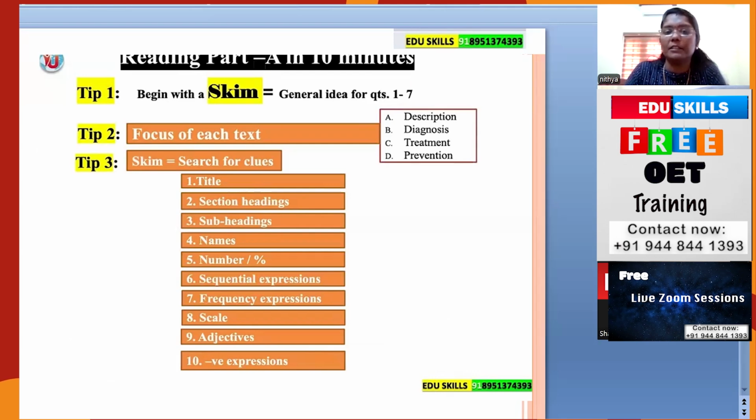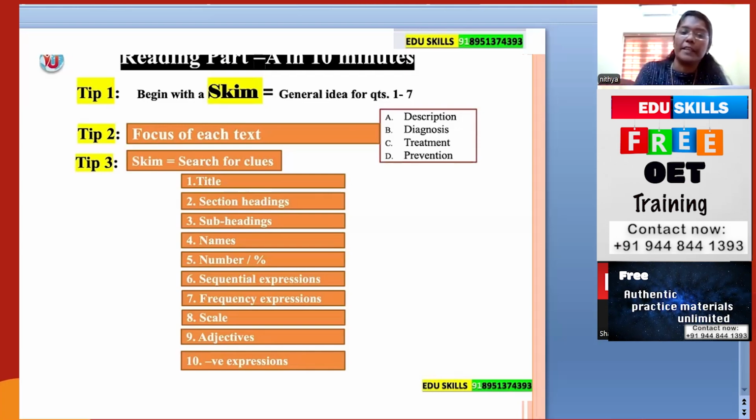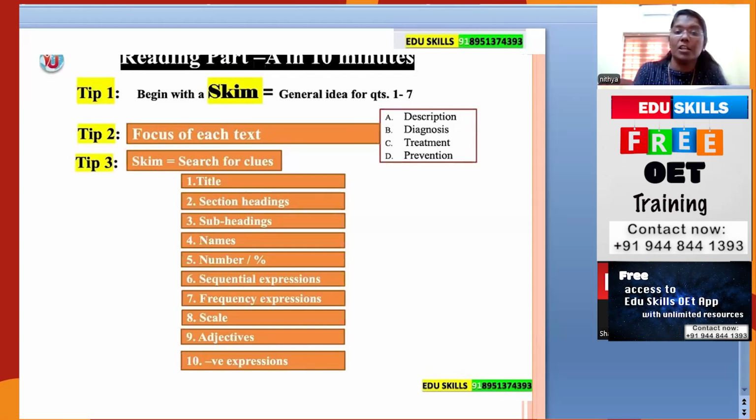Tip 1 is to begin with a skim. Why do we skim? Skimming means we need to get the general idea. With the general idea, we can complete answers 1 to 7. Tip 2 is the focus of each text. When we look at the text, we have to identify what the focus of the text is. In between the skimming, we just glance through the points and understand the content of the text.